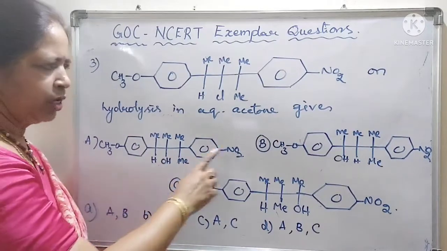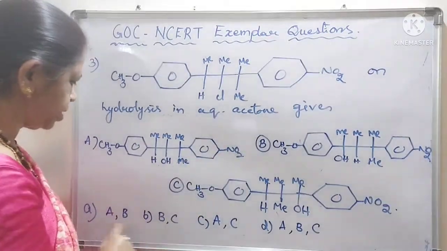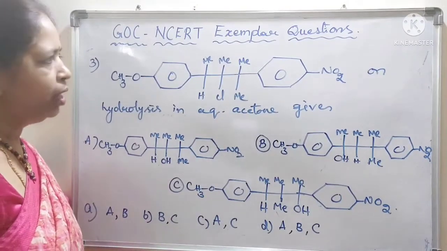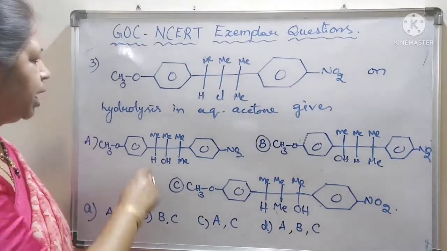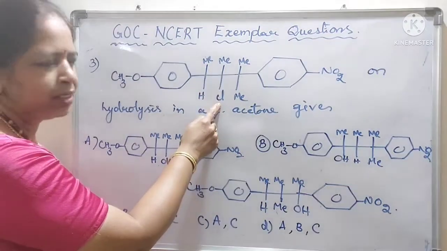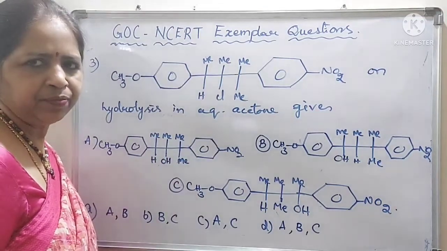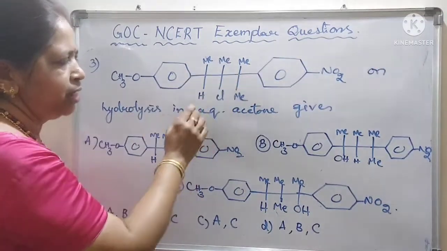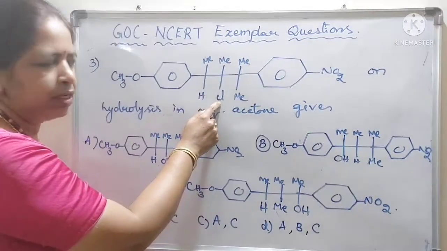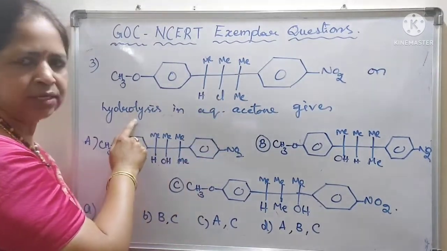Here 3 products are given. A, B, C products are given and these are the options. Now, hydrolysis means here this carbon has one halogen, this chlorine will be eliminated. This structure has one halogen, chlorine. This chlorine is eliminated on hydrolysis.